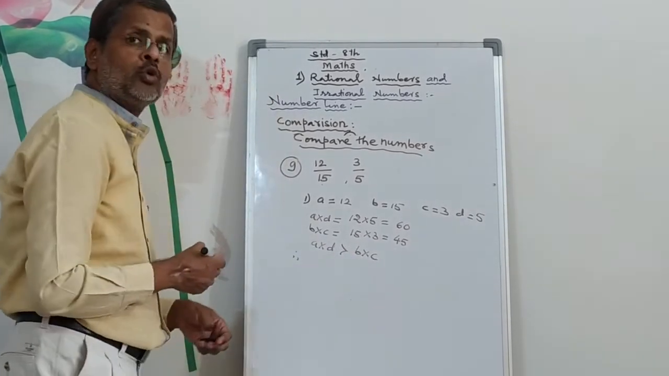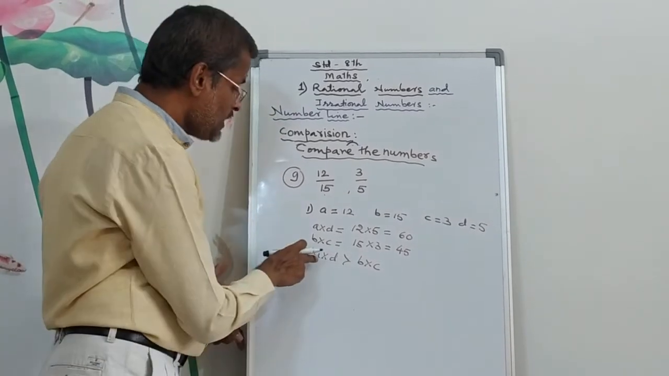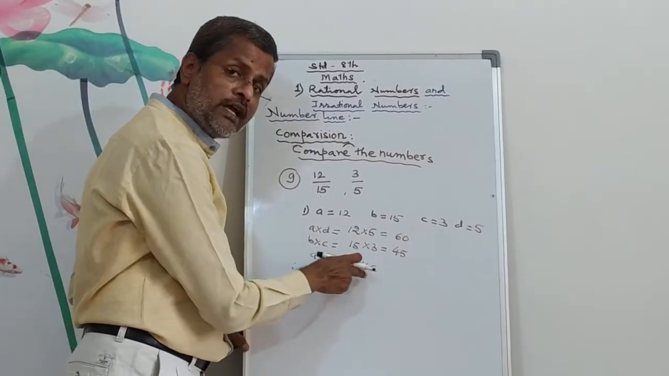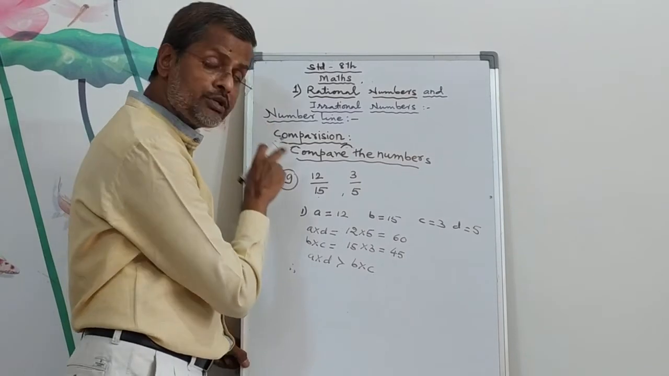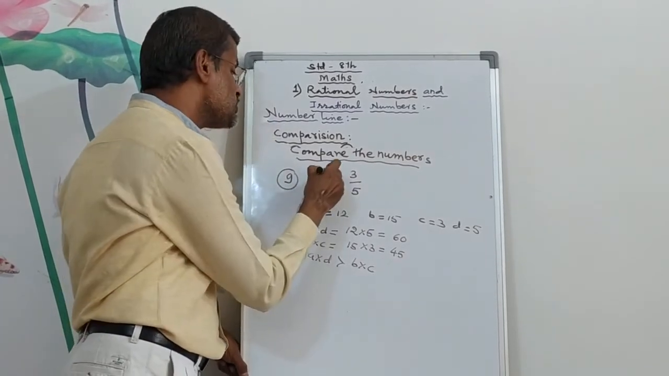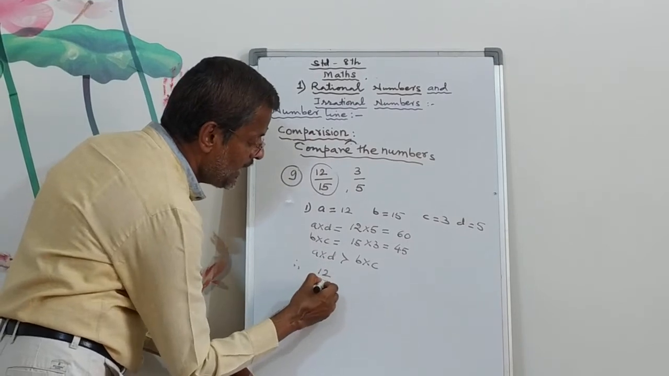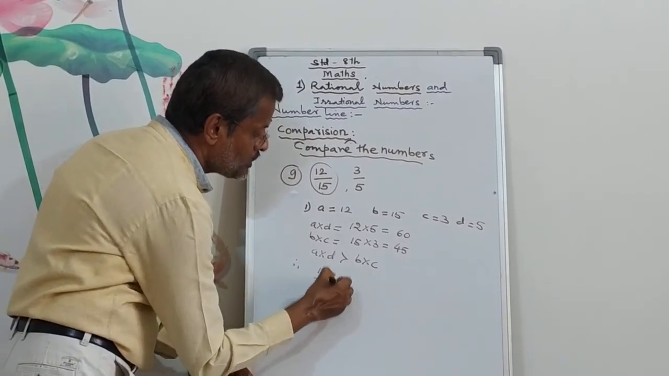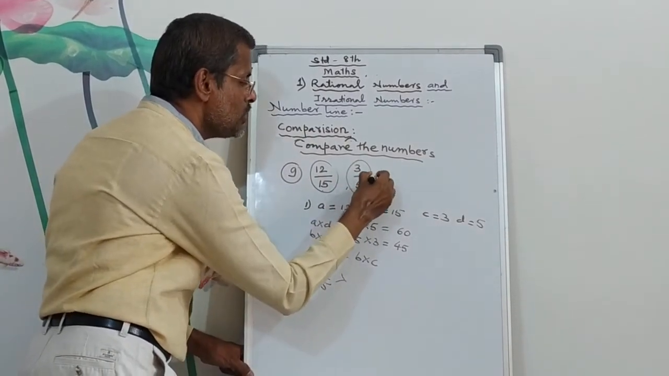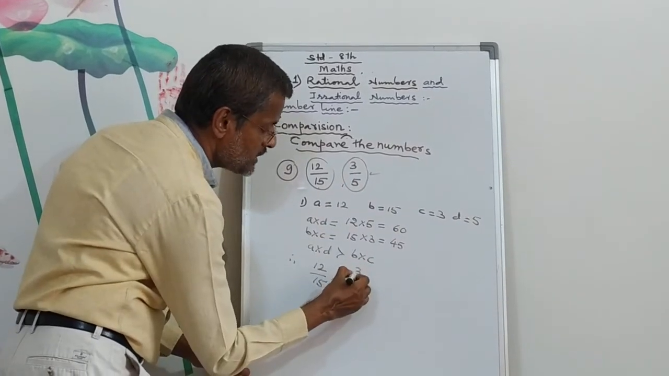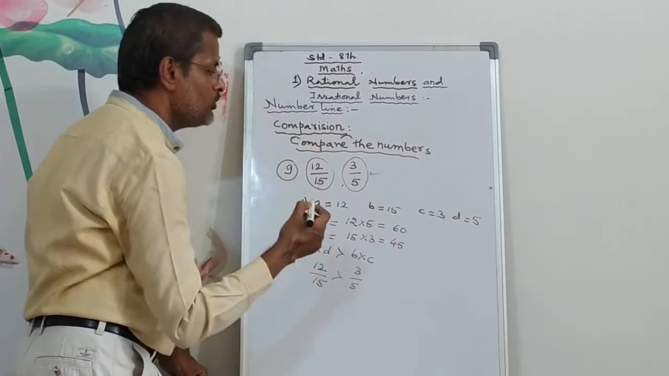Therefore, the rule suggests that if A into D is greater than B into C, then the first rational number, that means 12 upon 15, will be greater than the second rational number, that is 3 upon 5.